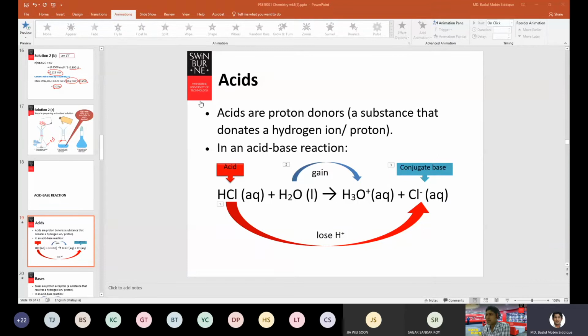So that is the Lewis definition of acid and base. And from here, if we see that first reaction, it says that HCl and water. Water, by the way, is a very mysterious thing.